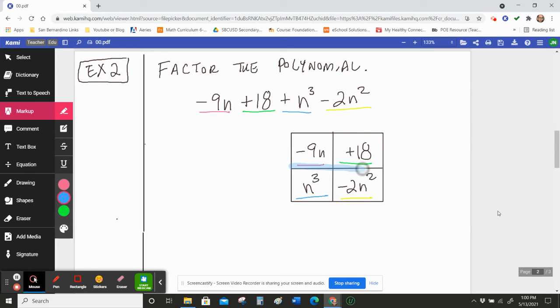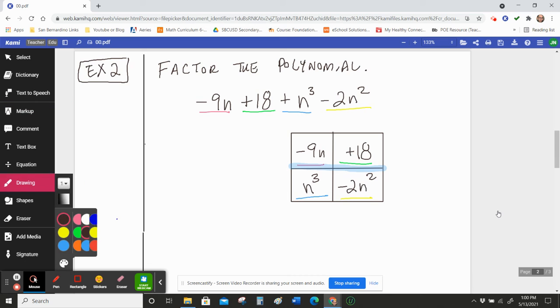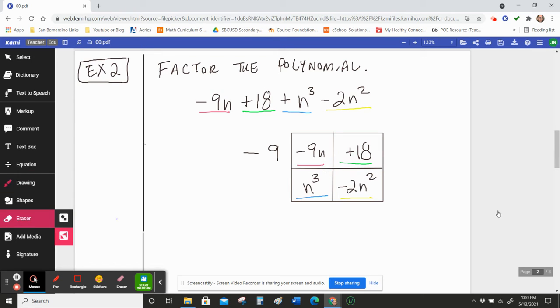So negative 9n, positive 18, what can come out of those two things? If you notice, I can take out a 9 from both of these. And not only that, the first number is negative, so I could actually take out a negative 9 from both of these, because the first one's negative. All right, I cannot take out any n's because n is not shared with the 18. Okay, let's move on to the next one.